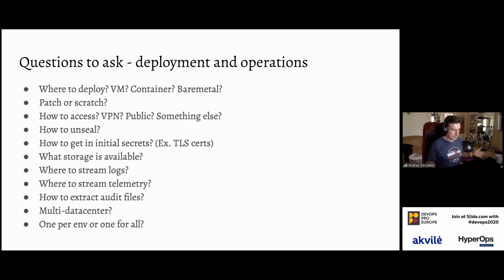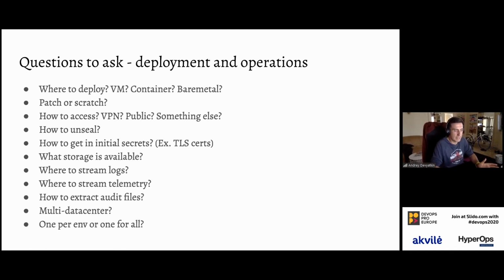And also, since you're going to put all your crown jewels into the Vault, you want to have this thing as secure as possible, or at least minimize the need for logging into this one, right? So then you need to see what capabilities you have for streaming logs out of the installation, capabilities to stream telemetry, capabilities to extract audit files. Do you need to run multi-cloud? Do you need to run hybrid cloud? That's another consideration. And another thing to consider is, will you have one Vault for all your environments, or will you have one Vault per environment? There are pros and cons for both, and you will have to ask those questions.